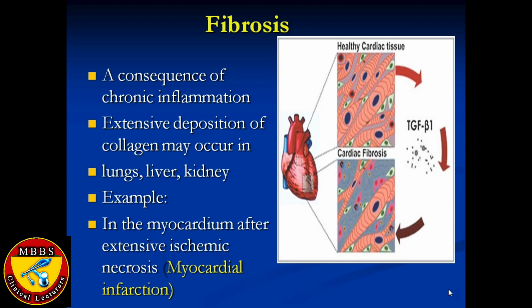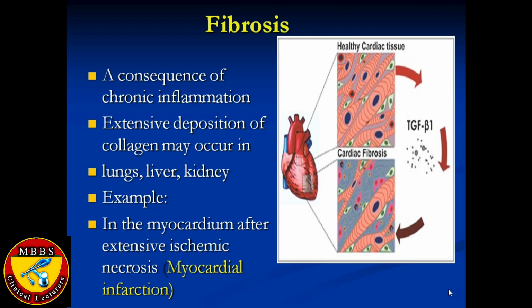Before moving on, I would like to discuss two closely related terms. One is fibrosis. Fibrosis is the deposition of extensive collagen in the area of injury, you can say. So this injury may be a consequence of chronic inflammation, as you may encounter in lung, liver, kidney, where if there is chronic inflammation, it may result in extensive collagen deposition, and this condition would be known as fibrosis.